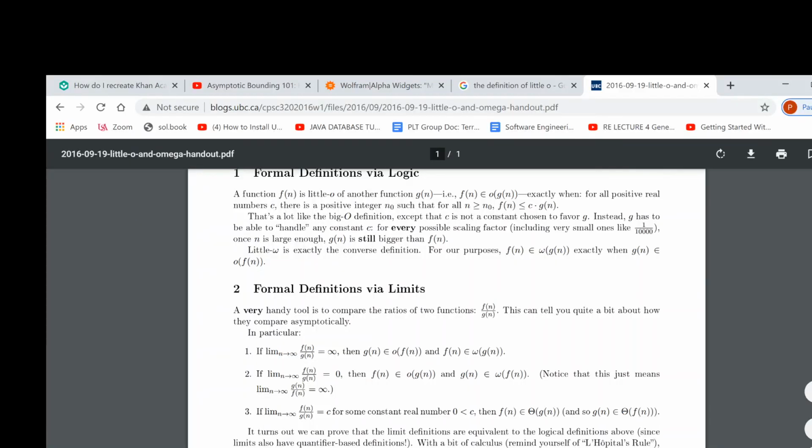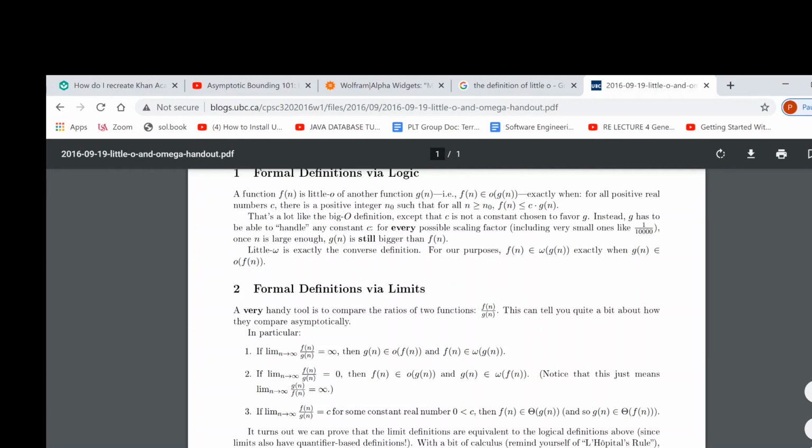A function f of n is little o of another function g of n, and this is just an example, exactly when, for all positive real numbers c, there is a positive integer, and this is n naught. I wrote down k. N naught and k are interchangeable. It doesn't really matter which one. Such that for all values of n greater than that k value, f of n is less than or equal to c times g of n. So it's a very similar definition.